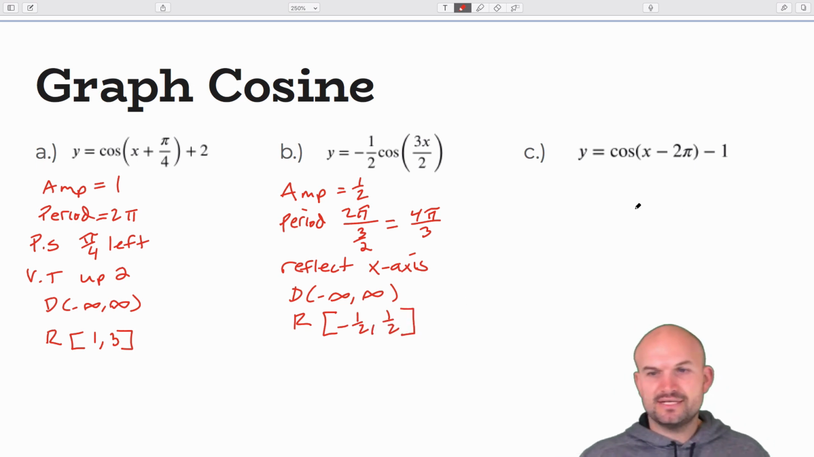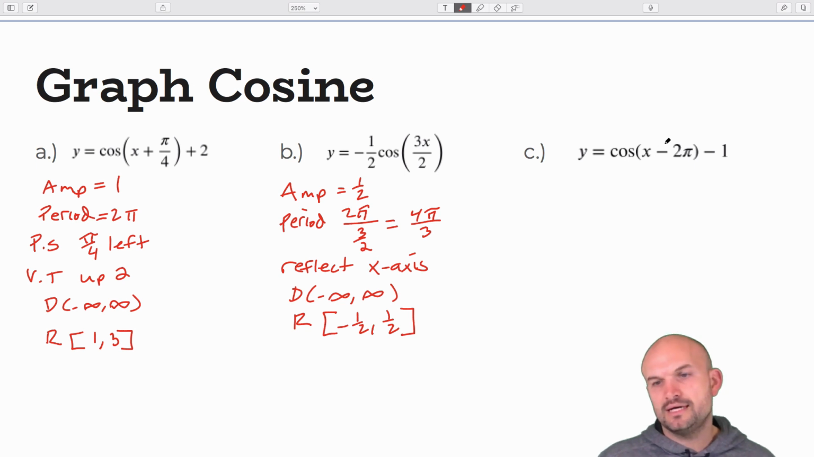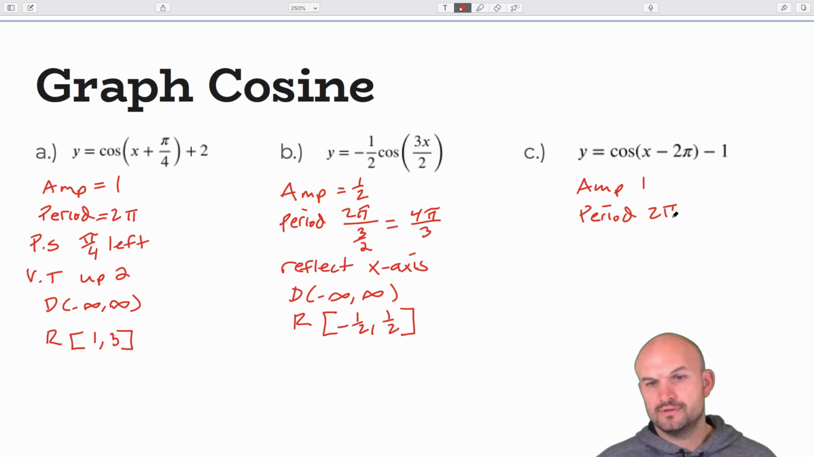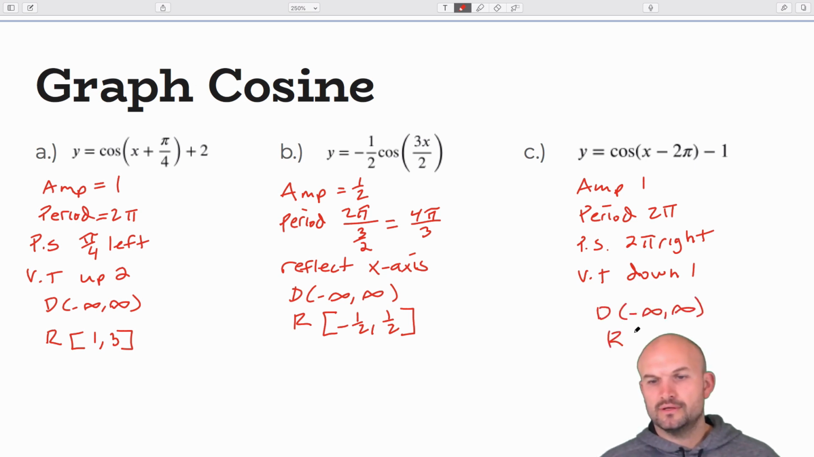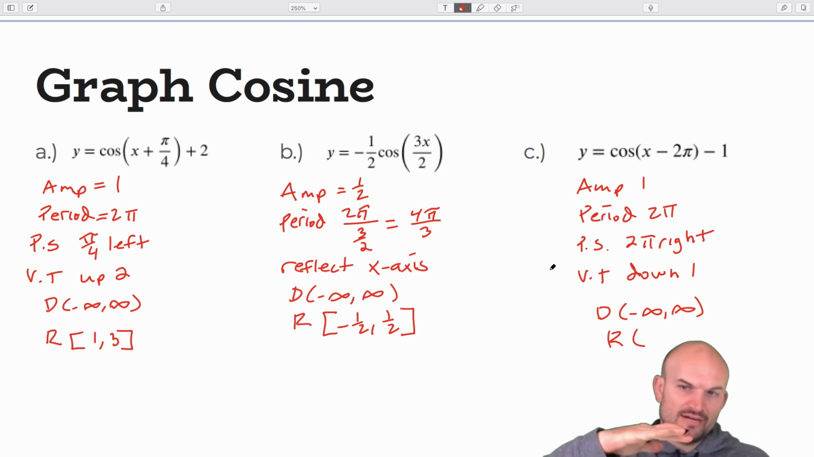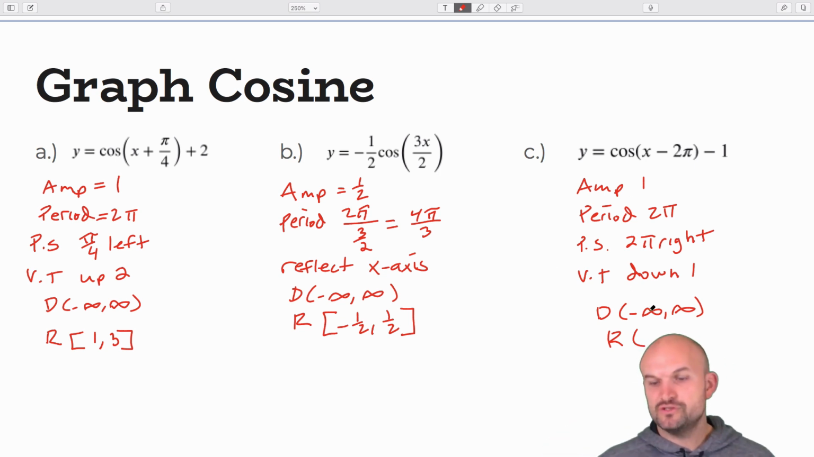All right, last but not least here is just another example of the cosine. So we have the amplitude is just going to be 1. The period is just going to be 2 pi. We have a phase shift of 2 pi to the right. And we have a vertical transformation of down 1. Okay, so again, the domain is negative infinity to infinity. And the range was from -1 to 1, but now it's going to be from -2 to 0. And I put a parenthesis, which is wrong. You should use a bracket.